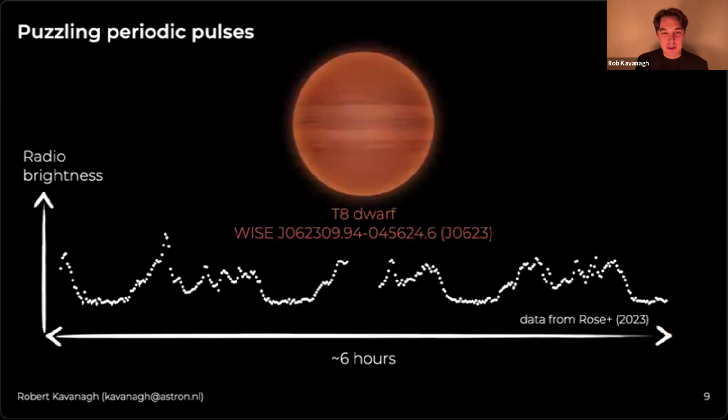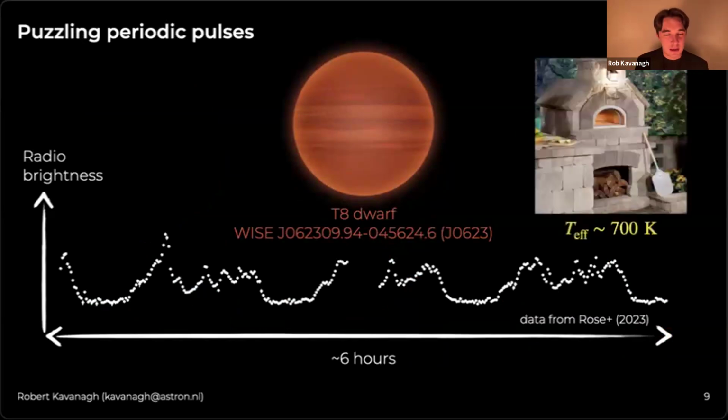Moving on to a specific example of what we can do with these kinds of observations. This is a T8 dwarf. It's the coldest brown dwarf ever discovered in the radio, I should say. You can see its light curve underneath here, which has some interesting structure in it. A fun fact: this brown dwarf is roughly the same temperature as a pizza oven.